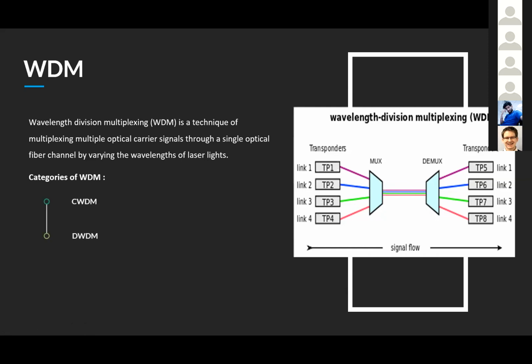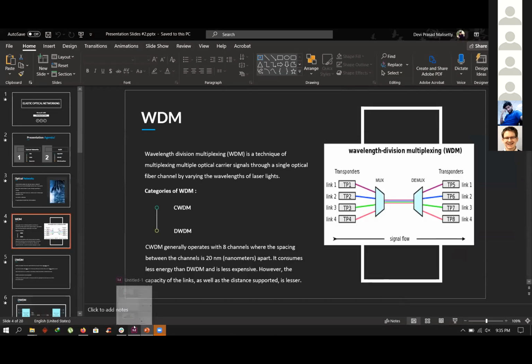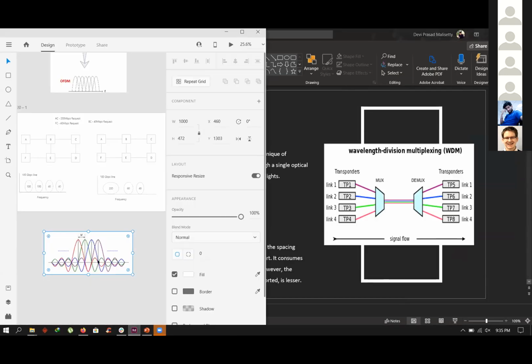So there are 2 categories of wavelength division multiplexing: CWDM and DWDM. CWDM is coarse wavelength division multiplexing, and DWDM is dense wavelength division multiplexing. CWDM is nothing but, let me explain here. One minute, I'll just get my mouse.